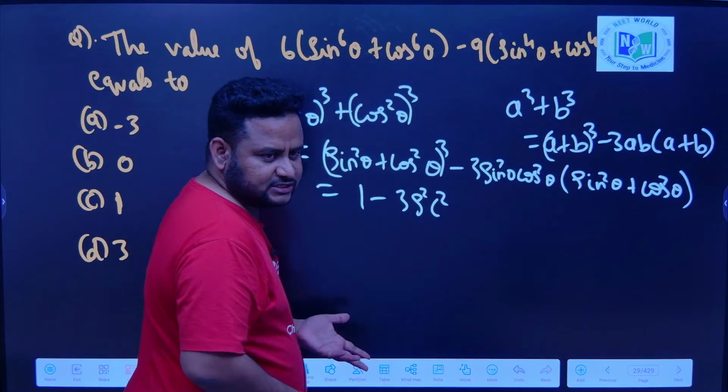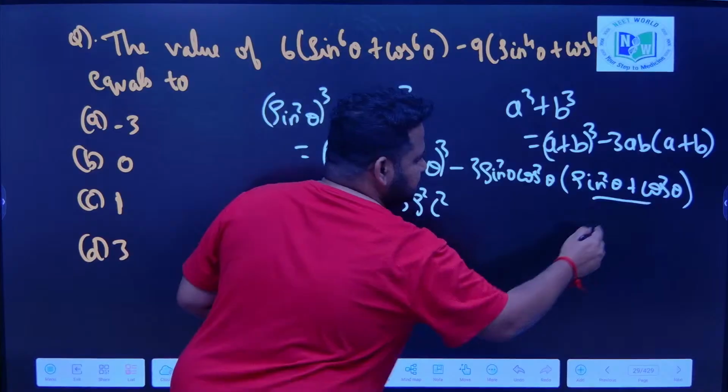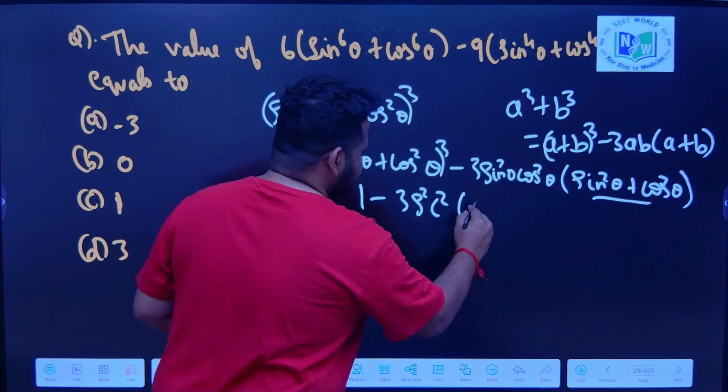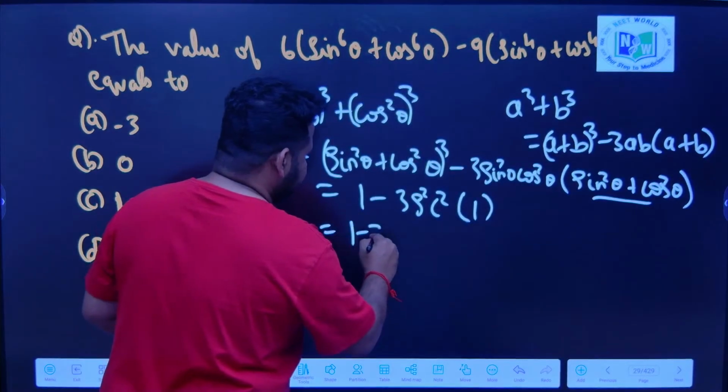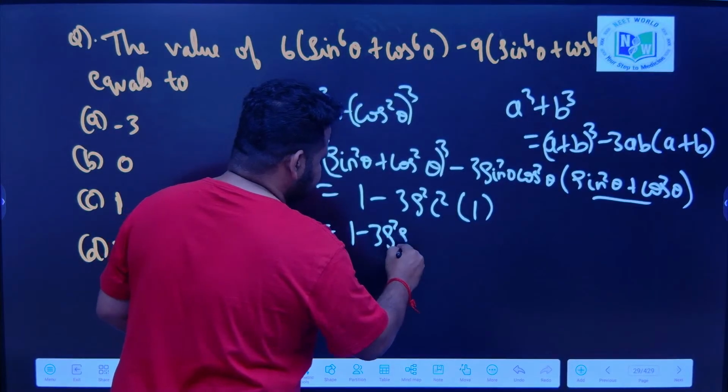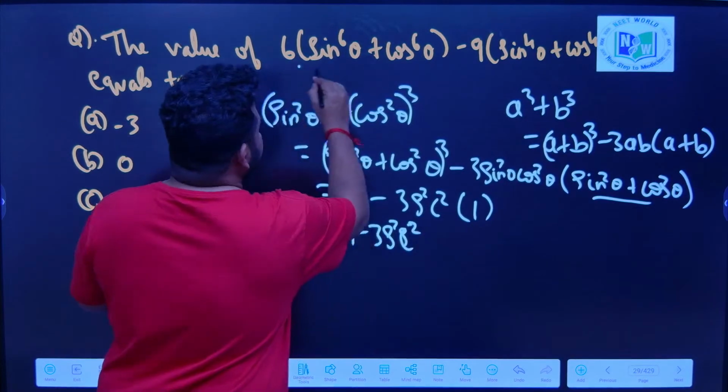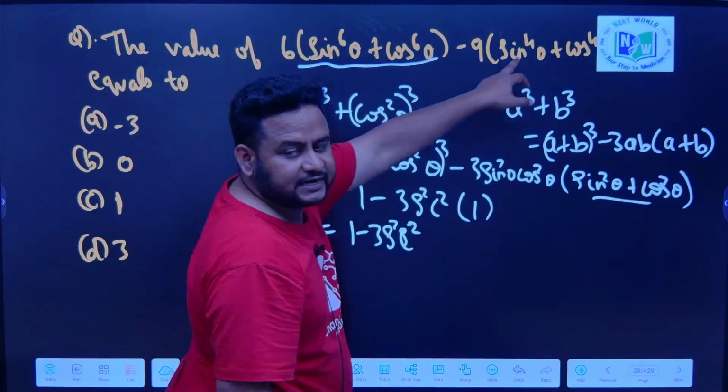Okay, this is not a descriptive exam. Into sine square theta plus cos square theta is what? 1. So this will be equal to 1. So what did I get ultimately? 1 minus 3 sine square theta cos square theta. This is what I have, only for this bracket. Let me take this bracket.